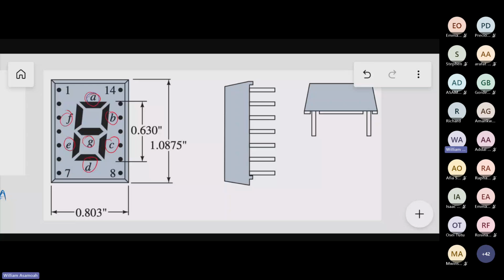If I want to write the number 2, which LEDs will I turn on? A, B, G, E, then D. So A, B, G, E, D go on, and C and F go off. Is that right? Yes, sir.